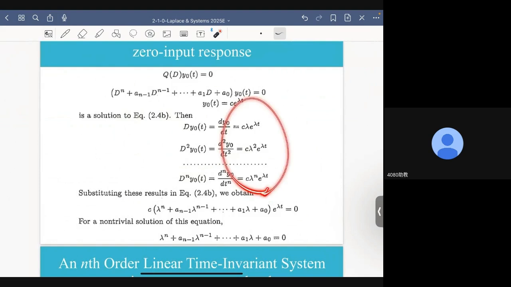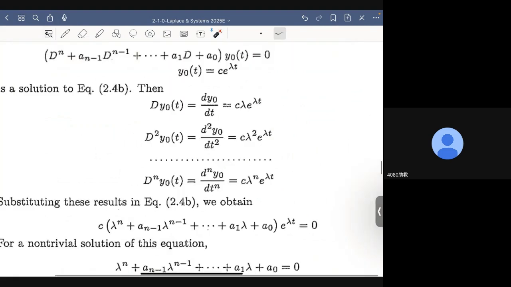And these results have two common terms. One is, of course, C, and the other is, of course, e to the lambda t. So I just take them out, okay? So this is what I get, okay?